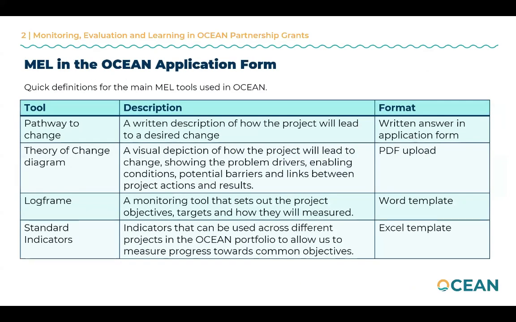Now, onto the main tools that we use in the Ocean application form. So there's the pathway to change, which is the written description of how the project will lead to a desired change. And that's a written application answer in the application form. There's the theory of change diagram, which is the visual depiction of how your project will lead to change. So a visual depiction of your pathway to change. And that should show some of the problem drivers, the enabling conditions, the potential barriers and links between project actions and results. That should be uploaded as a PDF.